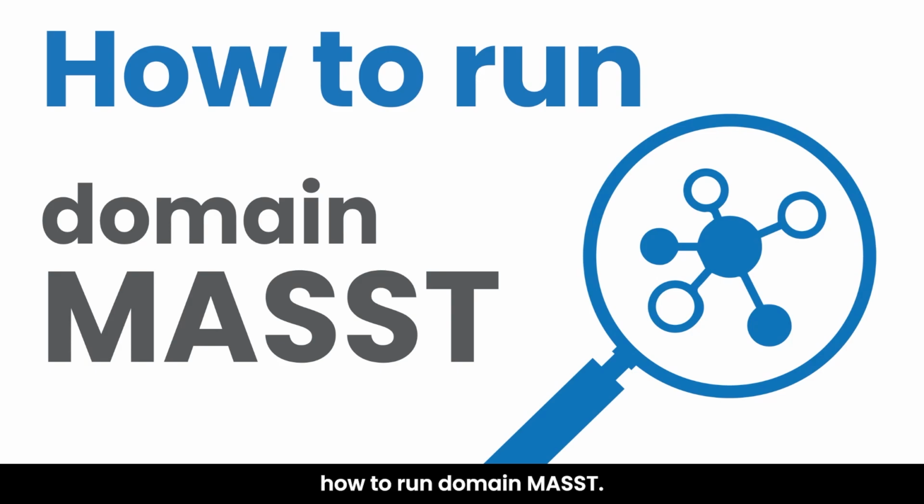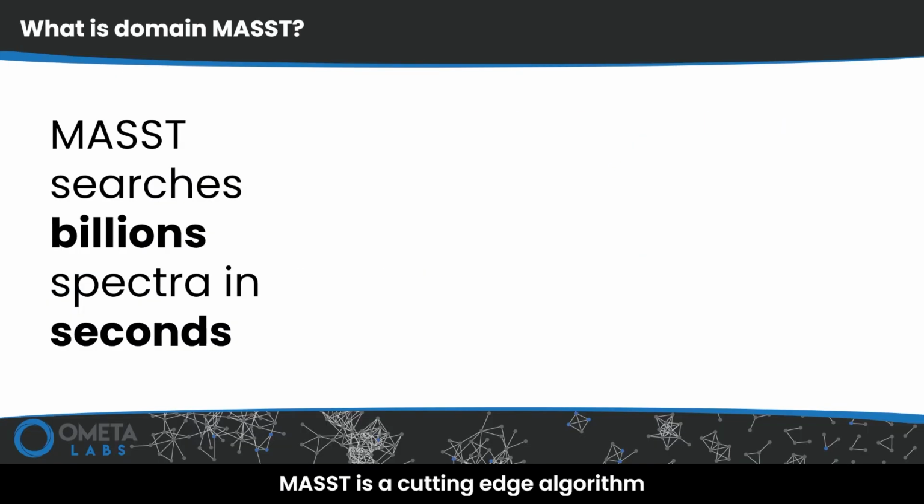And welcome to How to Run Domain MASST. MASST is a cutting-edge algorithm that can search billions of mass spectra in seconds and return every sample where your compound occurred across an entire database.